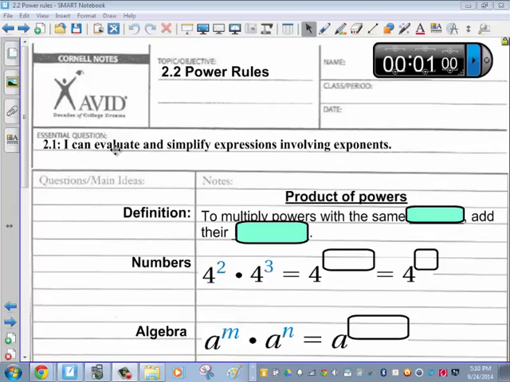We are going to start talking about powers and the power rules, and your goal by the end of this is to be able to evaluate and simplify expressions involving exponents.